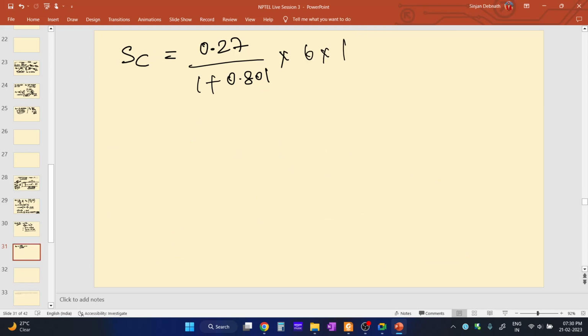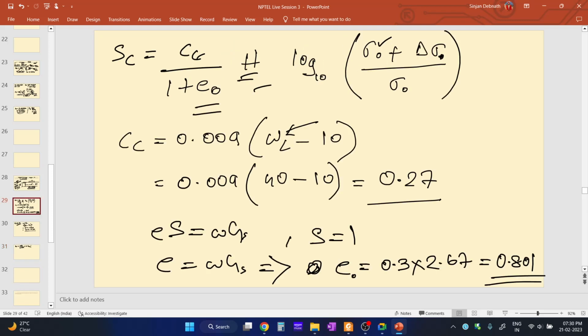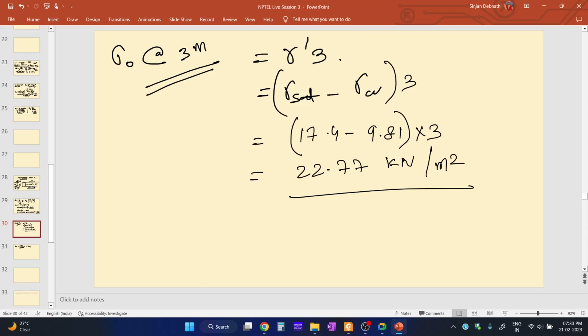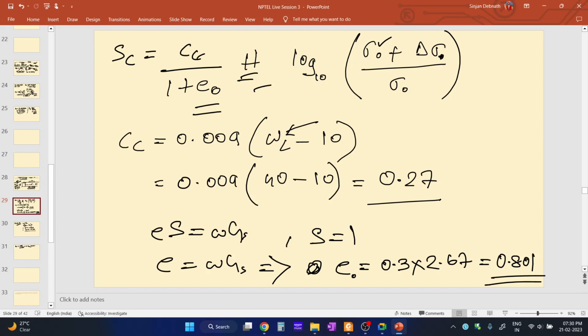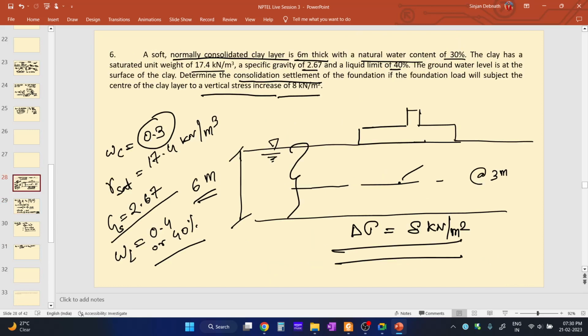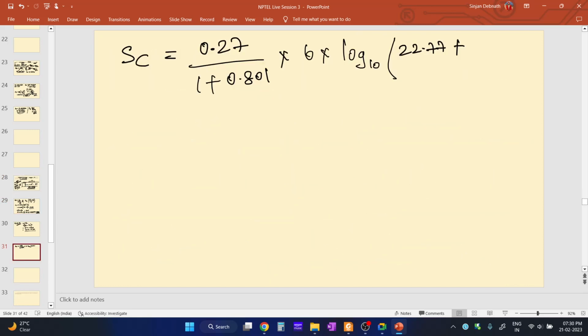Okay, into log of sigma plus del sigma. So what is sigma? The overburden pressure at mid depth, it is 22.77. 22.77 plus increase in the vertical pressure, it is 8 kilonewton per meter square. That is 8 divided by the original overburden pressure at the mid depth, that is 22.77.